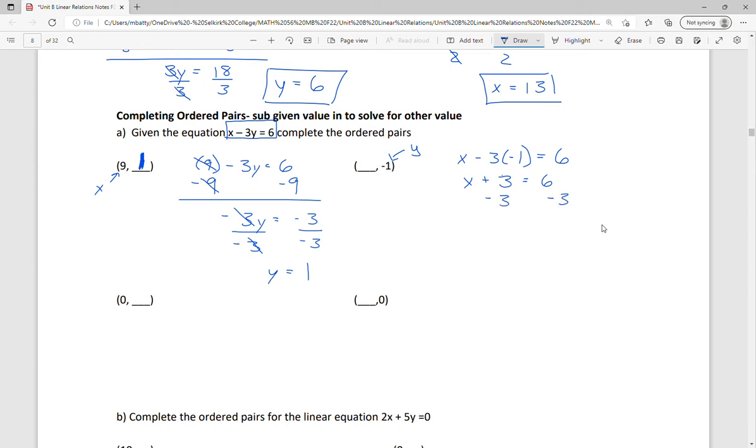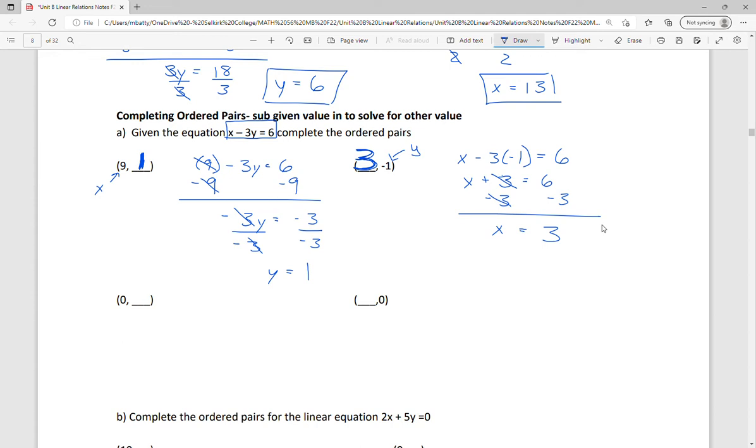Subtract 3 on both sides. I get that x equals 3. And I could complete that ordered pair with that answer. That is a solution to the equation. It is a point on that line.